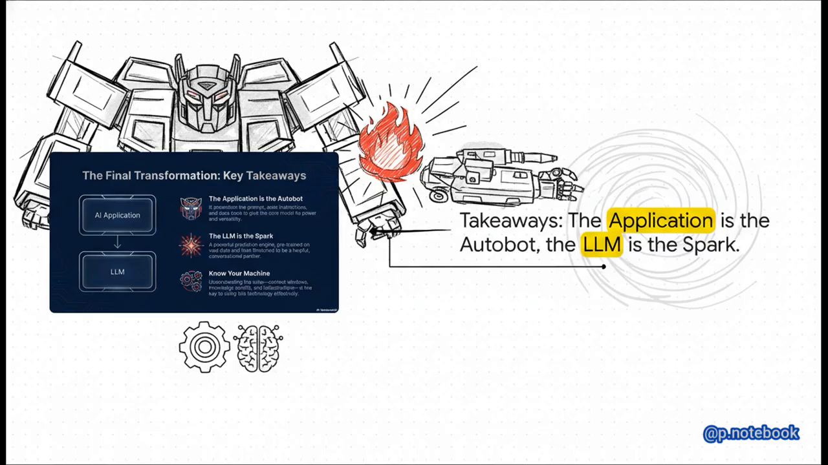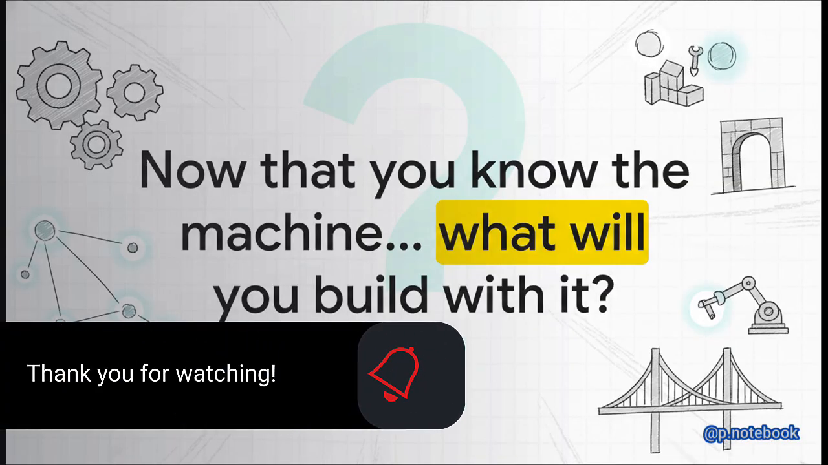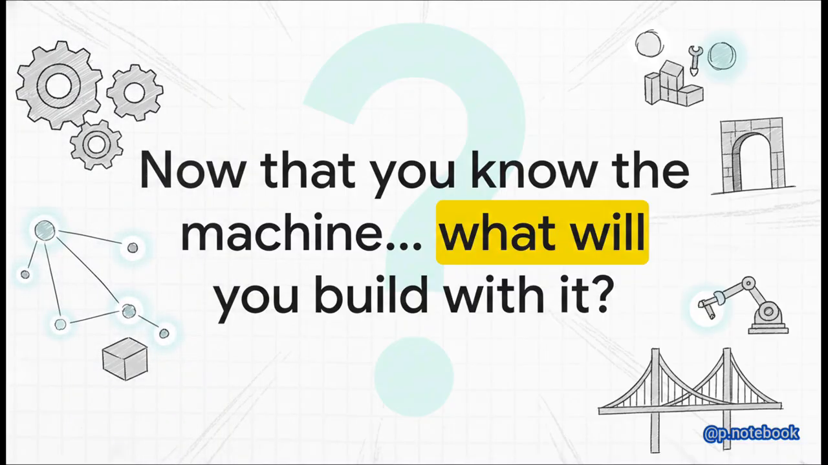And 3, you've got to know your machine. Understanding the rules of the game, like context windows and hallucinations, is the absolute key to using it effectively. See, by understanding how this technology actually works, we get to replace mystery with clarity. The magic becomes engineering, and that's incredibly empowering. So the final question isn't really about what the machine can do, it's about you. Now that you know how it works, what are you going to build with it?